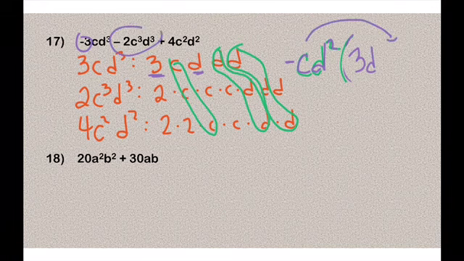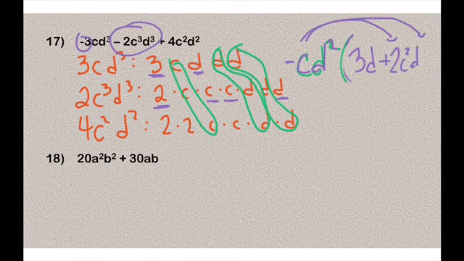Okay, then again, a negative times something, I'm looking for it to be a negative. So negative times what is negative? A negative times a positive. What do I have left over? 2C to the second D. And then a negative times something is going to be a positive. So it's going to be a minus. I'm running out of space. And it's going to be 4C.